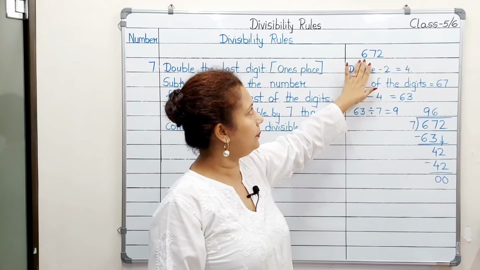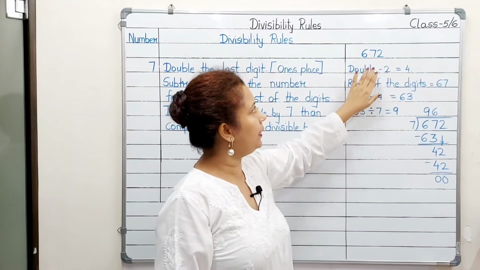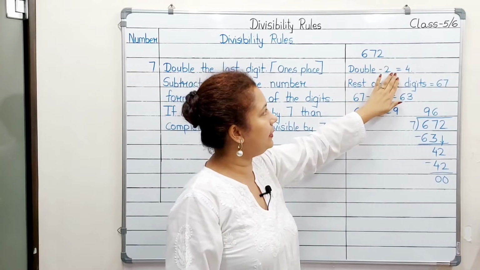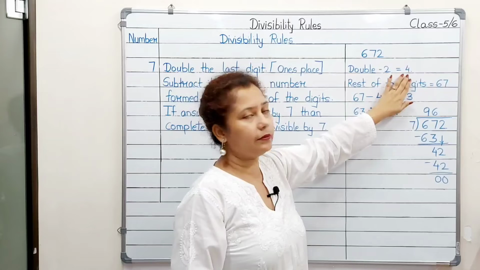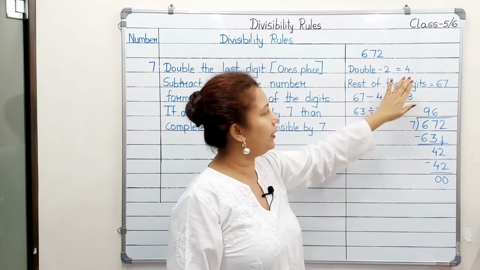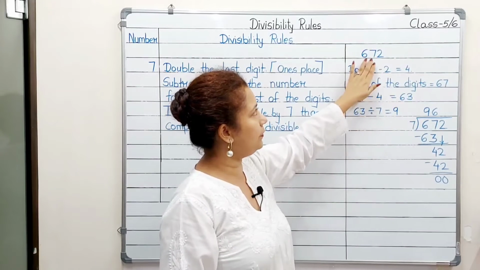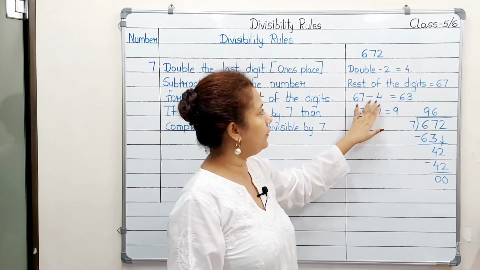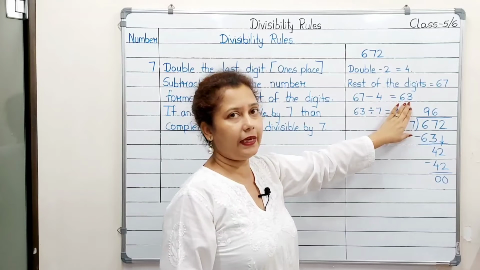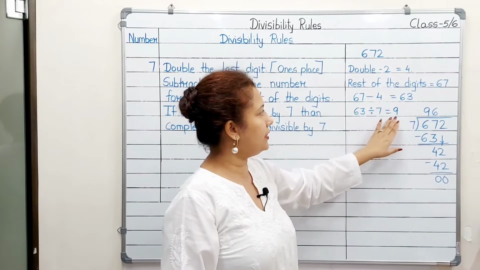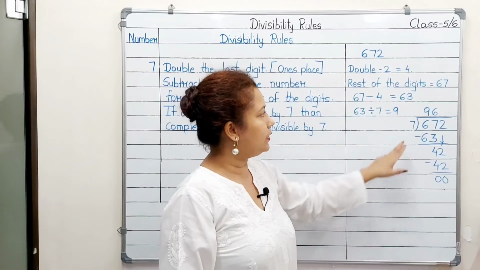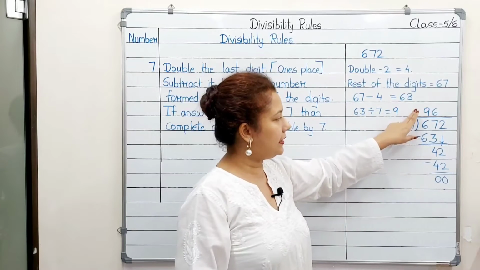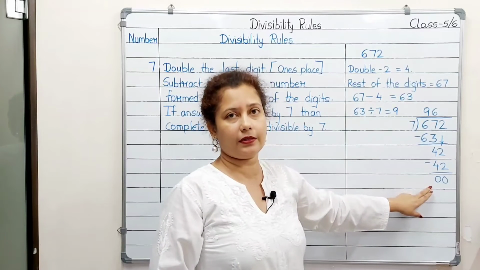We will take this example, 672. The last digit is 2, that is at the ones place. So we will double the digit at the ones place. Double of 2 is 4. We will subtract 4 from the rest of the digits. Rest of the digits means 67. So we will subtract 4 from 67, and we get 63. 63 is divisible by 7. So when we divide 672 by 7, 96 is the quotient and 0 is the remainder.